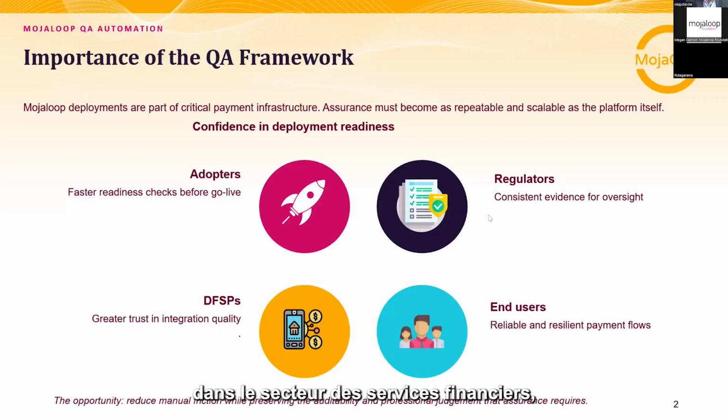As we work in the financial services industry, this is a heavily regulated industry. This quality assurance framework and the tools that we've developed can be used as a basis to provide regulators with evidence that deployments have been done and they have been done correctly, and regulators can get reliable oversight evidence. So this is a very important part of MojaLoop payments.